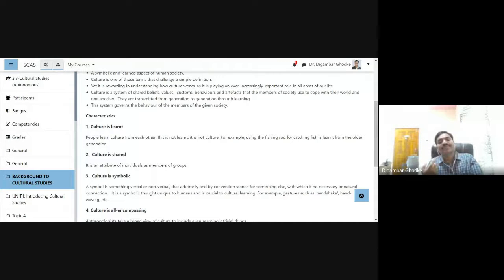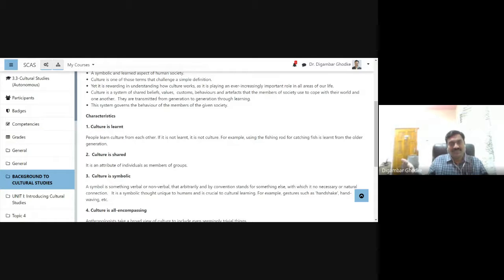Further, culture is shared, means it is not an individual thing as such, but it is the part of the group that we belong to. We do not have individual culture as such. It is an attribute of individuals as members of groups. So we have shared beliefs, we have shared values, we have shared customs, and therefore our behavior matches.